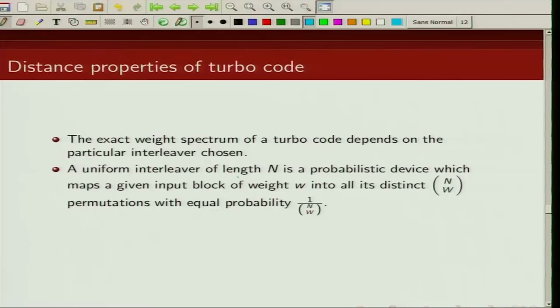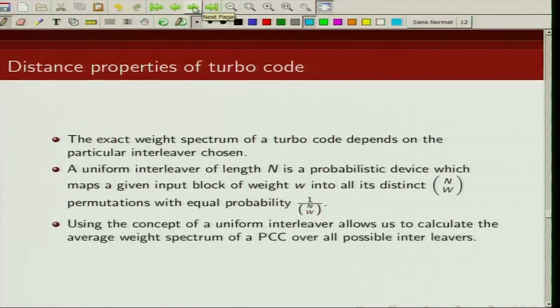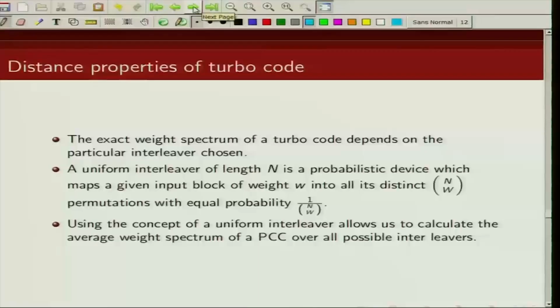A uniform interleaver of length n is a probabilistic device which maps an input block of weight w into all distinct n choose w permutations with equal probability. So how does the uniform interleaver concept help? Now we can come up with the weight distribution averaged over all possible interleavers, and this helps us to compute the average weight spectrum of parallel concatenated codes.